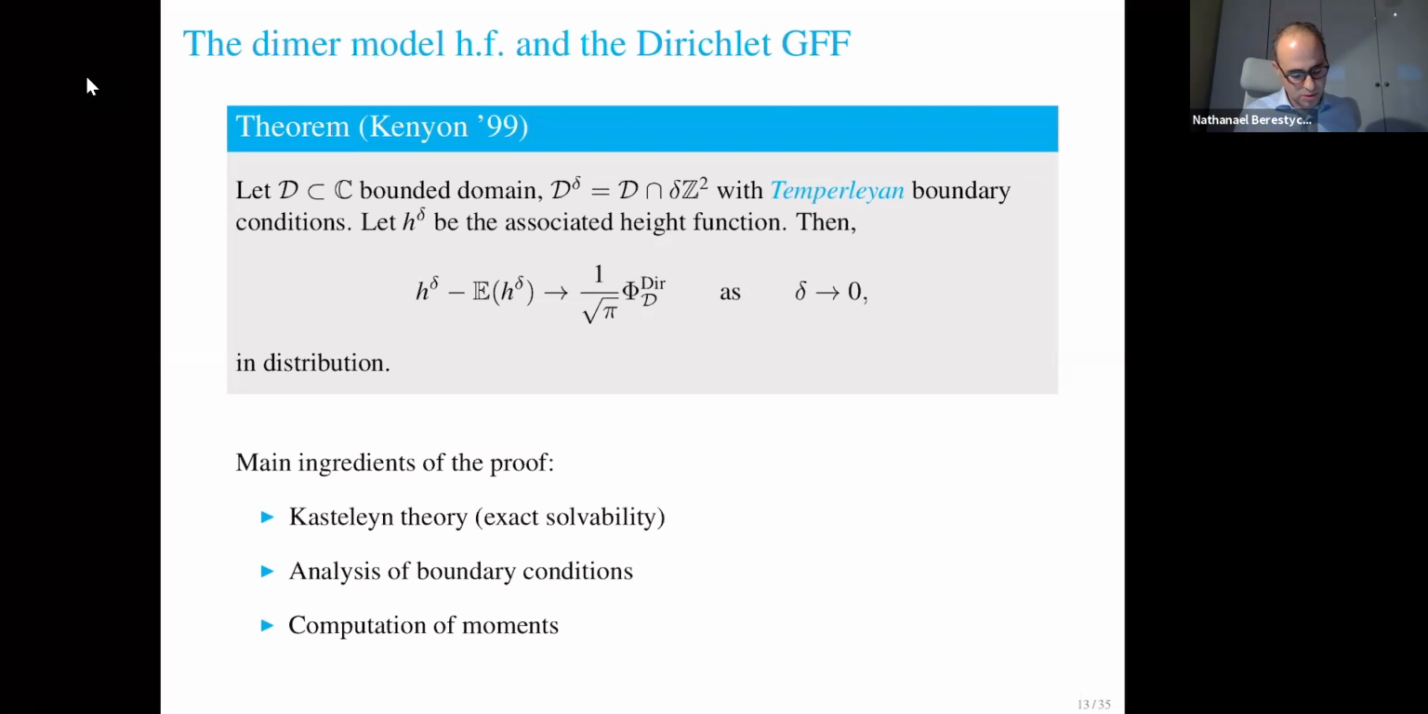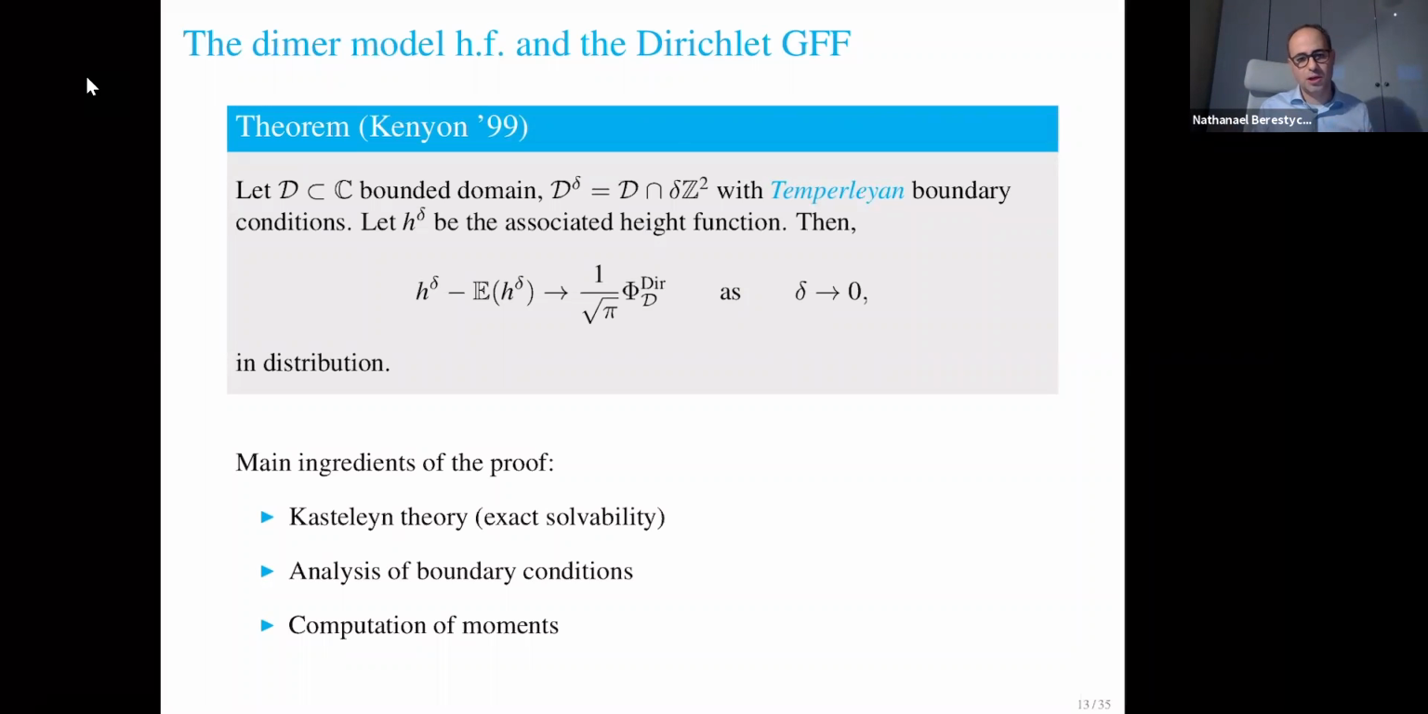And the result says that if you take a bounded domain, D, you consider a fine mesh approximation. So D delta is essentially the intersection of D with a square lattice with mesh size delta, with possible modification on the boundary. This is called Temperley boundary conditions, and I'd rather not get into the detail of what that means because it's a bit complicated. So you can think of it as just a fine mesh approximation of the domain D with appropriate boundary condition.